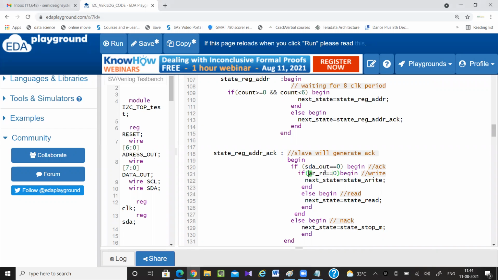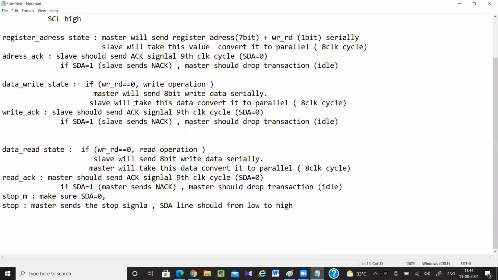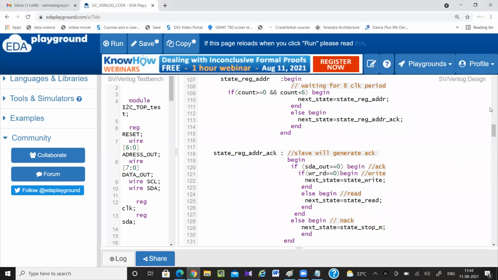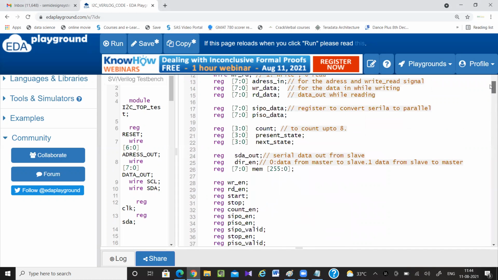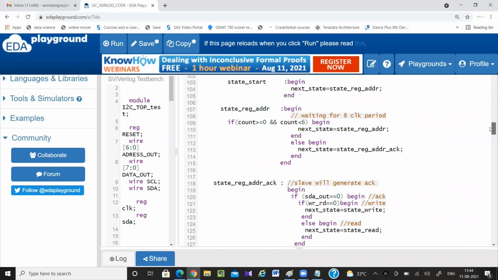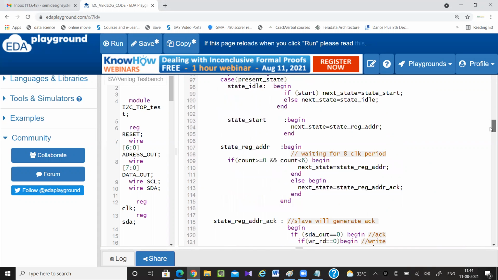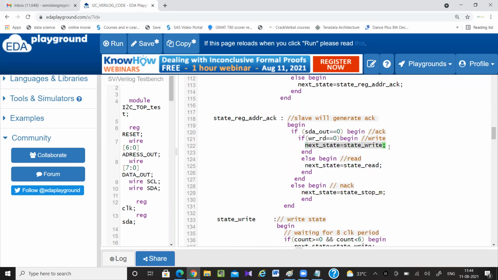So if this write read signal is equal to 0, then go to write state. If it is 1, then go to read state. So 0 means write, 1 means read. I have written it correctly. Just here I have to change it. 0 means write, 1 means read. Yes, ma'am. Okay. So register address part completed. So here next state is write or go to read state.